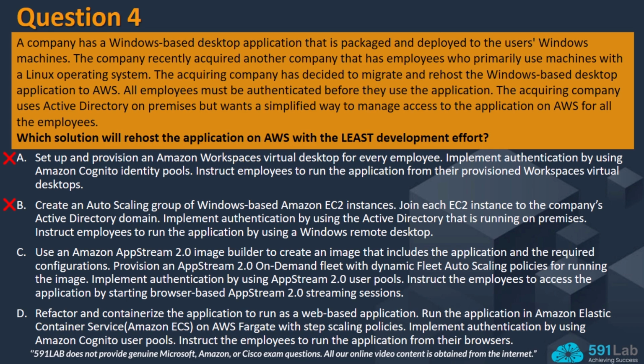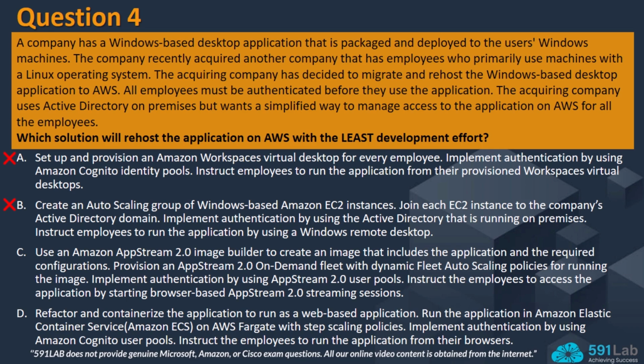This option involves using Amazon AppStream 2.0, which simplifies application delivery by streaming it to users' devices. It allows for authentication using AppStream 2.0 user pools, which simplifies the management of access. Employees can access the application through browser-based streaming sessions, making it user-friendly.